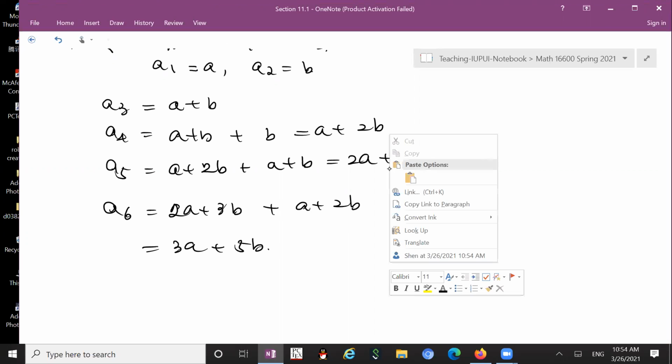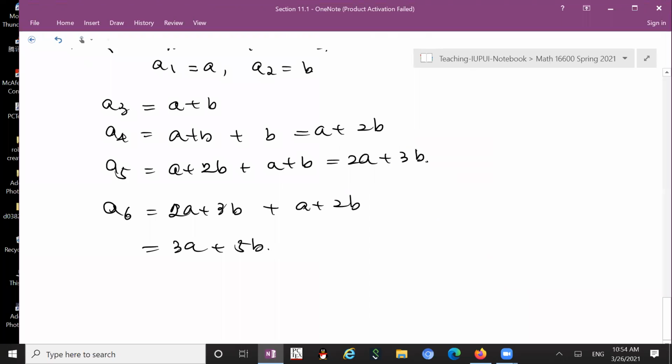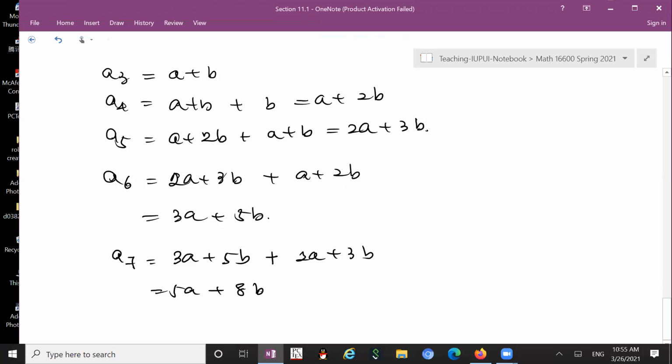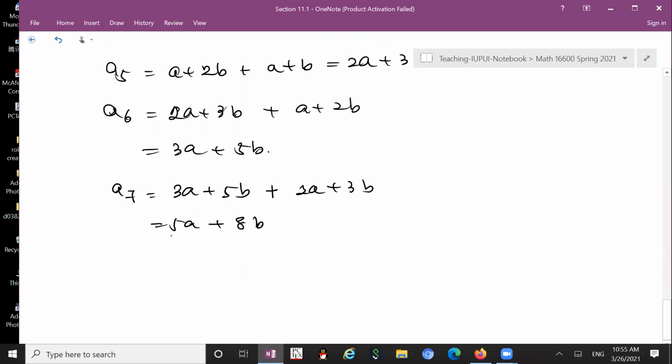Now you will see 2, 3, 5 here. A7 is 3A plus 5B plus A5, which is 2A plus 3B, so it will be 5A and 8B. It's not easy to figure out the general formula, but it's clear that the coefficients of A and the coefficients of B are increasing, getting larger and larger.